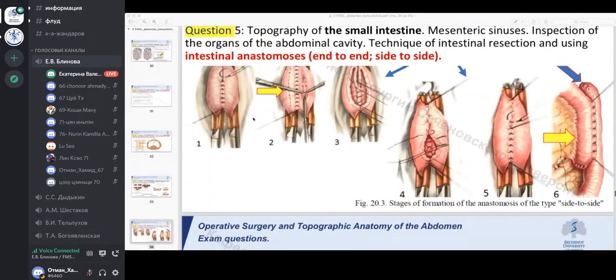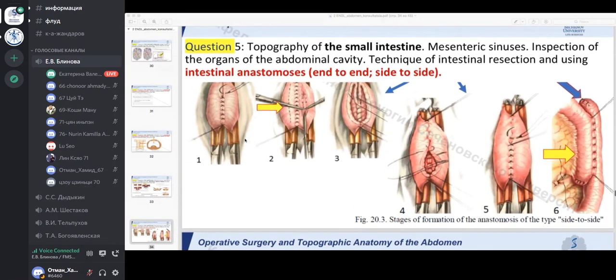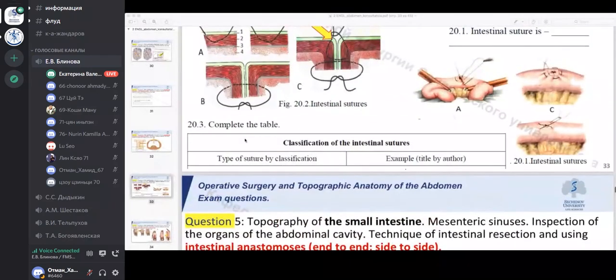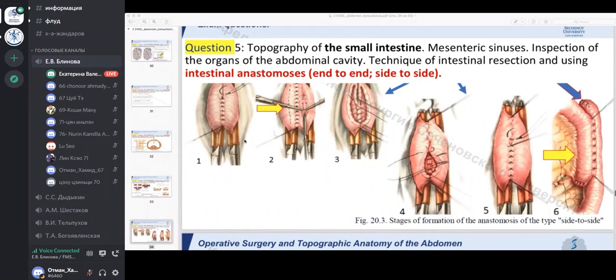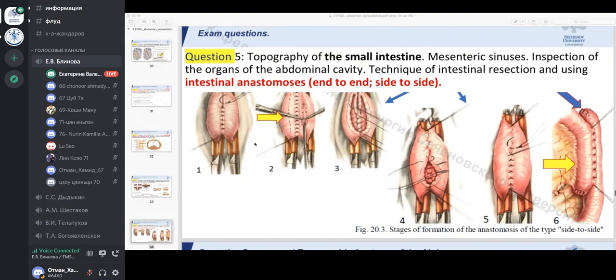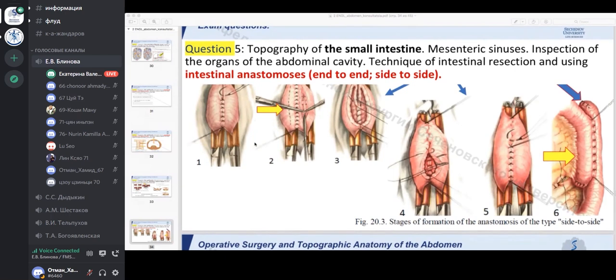Here you can see the stages of the intestinal anastomosis. Firstly, you should remove the part of the intestine and after that connect. There are four types of the anastomosis: end by end, end by side, side by end, and side by side.